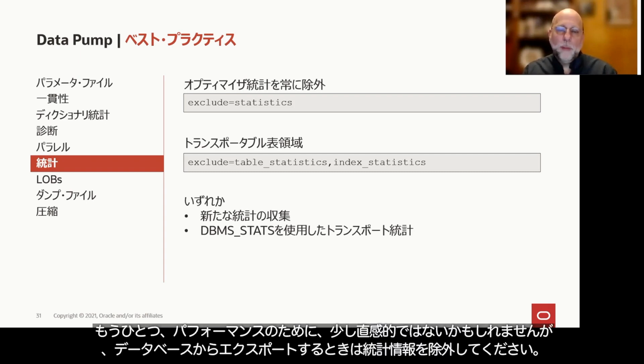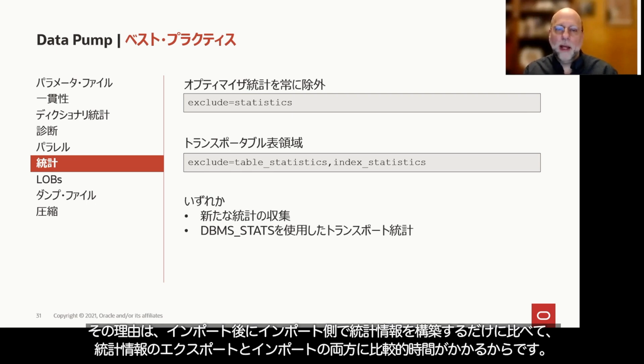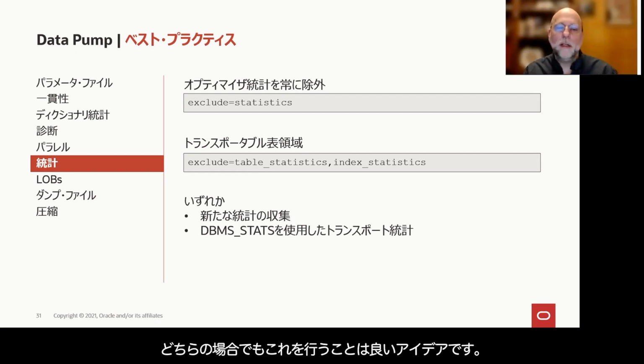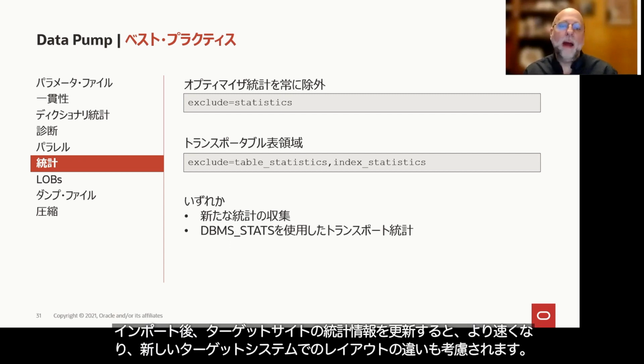Another thing for performance purposes, it may seem a little counterintuitive here, but exclude statistics when you export from a database. The reason for that is that exporting and importing statistics are both relatively slow compared to just building the statistics on the import side after the import. Now, the syntax for excluding statistics is slightly different for a regular dump file job than for transportable tablespaces, but it's a good idea to do this in both cases. Then after the import, refresh the statistics on your target side. It'll be faster, and it'll take into account any differences in the layout on that new target system.